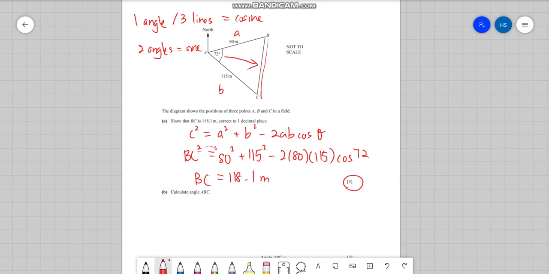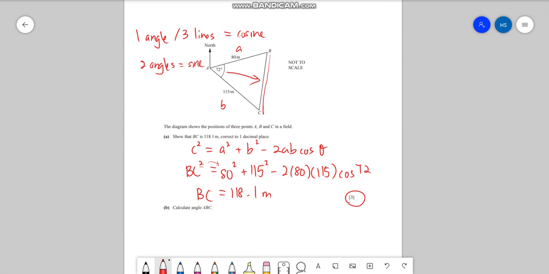Next question. Calculate angle ABC. So angle ABC is here, this part. From this triangle, we now have 2 angles and 3 lengths. For calculations involving 2 angles, we need to use the sine rule. So for sine rule we have A over sine A equals B over sine B.